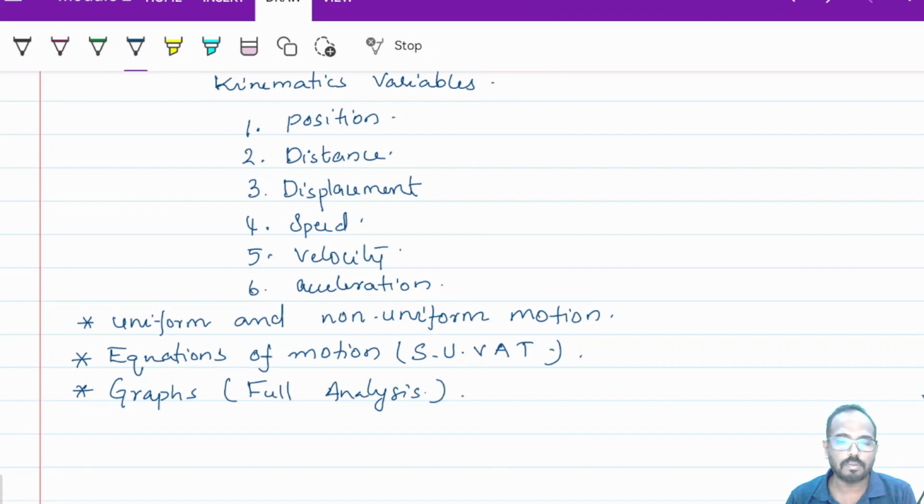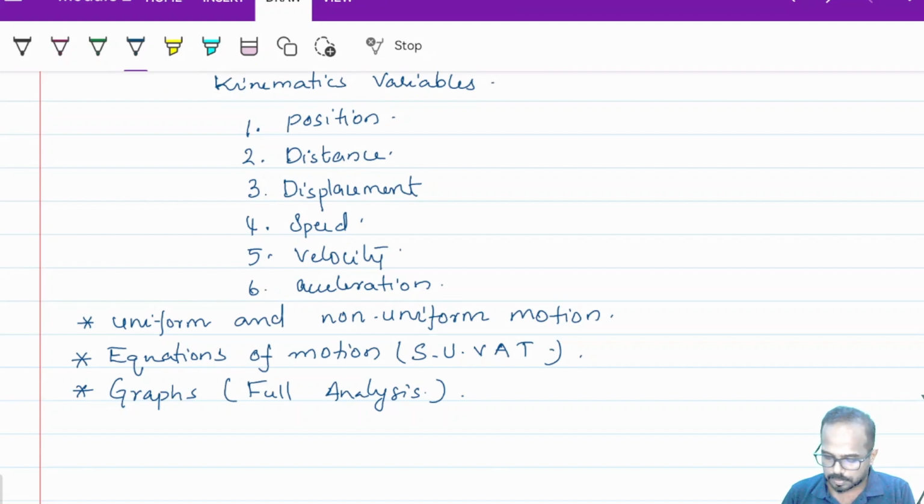Full analysis, okay. How to interpret a graph. How you can extract the information from a graph. Everything I will explain in the session. That is the most important session because most students lose marks from graph questions. First, I will tell you how to analyze the graph. The step-by-step method I will explain in that session.